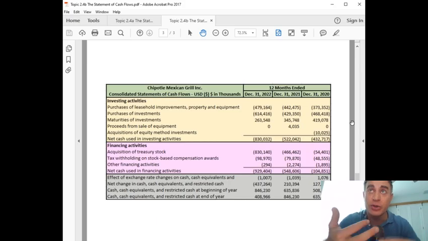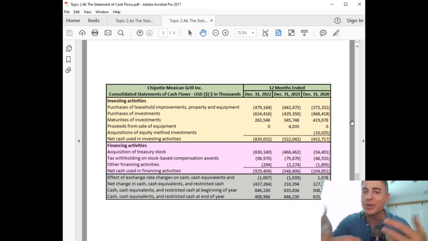They didn't have it in 2022 or 2021, but they did have it in 2020. Right? So those are the uses of cash and the sources, if they have positive numbers, for their longer term decisions. Let's jump into the financing section. Remember, cash flows related to external financing. Acquisition of treasury stock. What does that mean? Chipotle spent money to basically repurchase their shares.